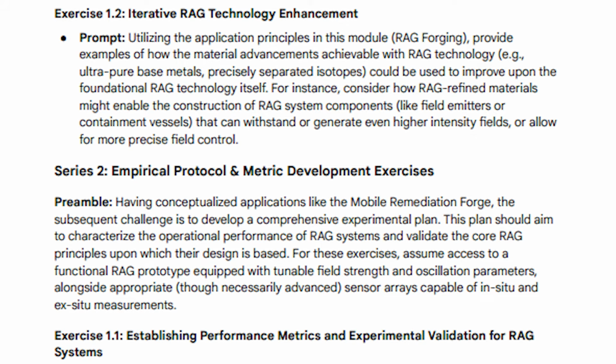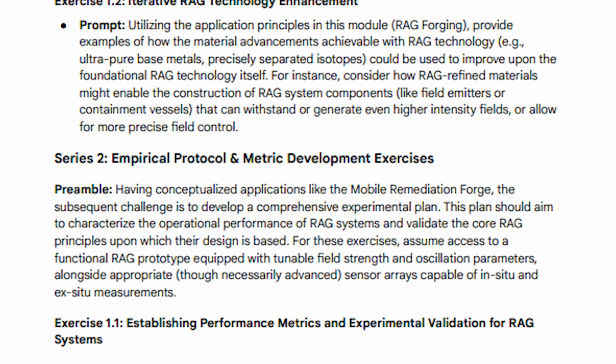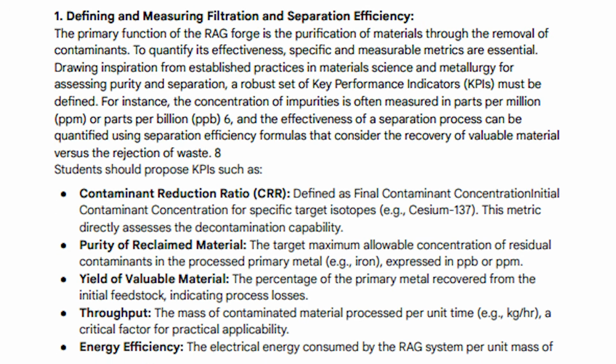Exercise 1.1: Establishing performance metrics and experimental validation for RAG systems. 1. Defining and measuring filtration and separation efficiency. The primary function of the RAG forge is the purification of materials through the removal of contaminants. To quantify its effectiveness, specific and measurable metrics are essential.